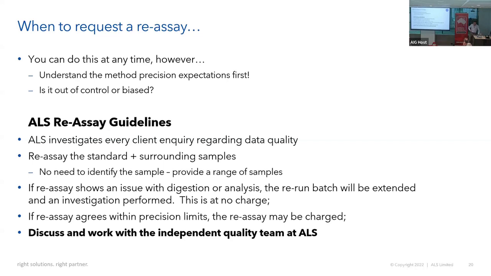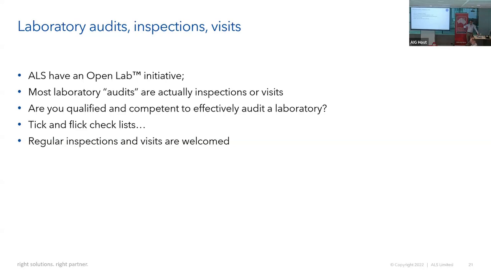I'm bringing it home. Lab audits, inspections and visits. We have an open lab initiative where your results are held by ALS in perpetuity, and you can get access to them. You can track things like chain of custody and QC data, and we provide an audit trail of who's seen what. If you do think an audit is in order rather than a lab visit, on audits, ask yourself if you're qualified and competent to effectively audit a laboratory. Regular inspections and visits are welcomed and actually encouraged. And it's, as Anitra said, it's getting that relationship with the people either at your lab or the quality teams or your quality service type teams.